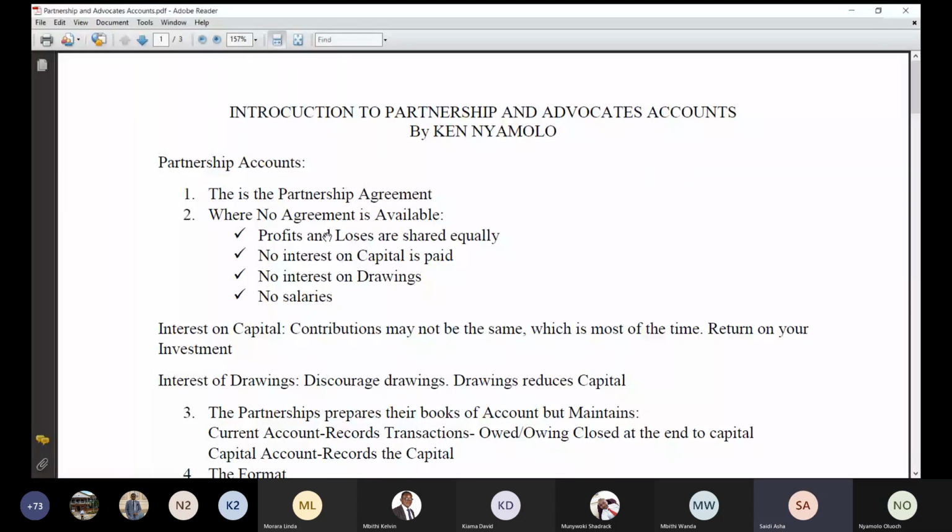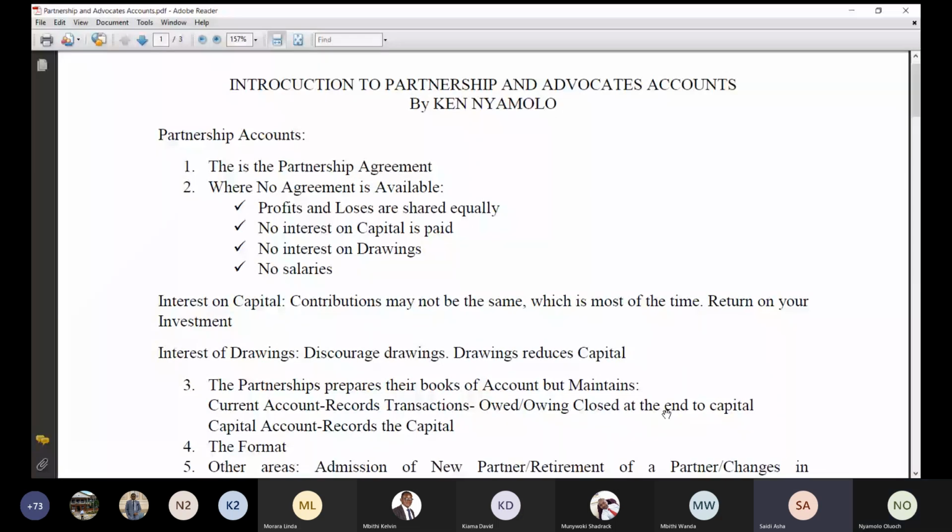Now, with regards to partnerships, I believe by now you already know what partnerships are, and of course the types of partnerships, which I'm not going to delve into. What I would go to straight is an introduction to the partnership accounts.